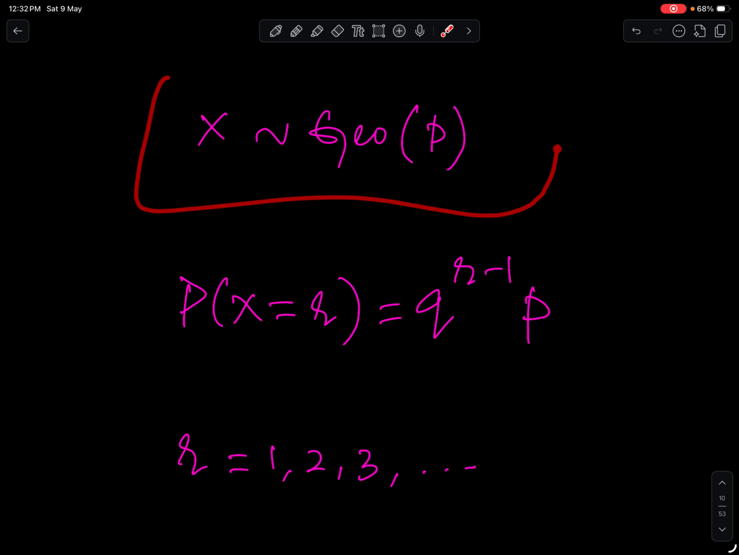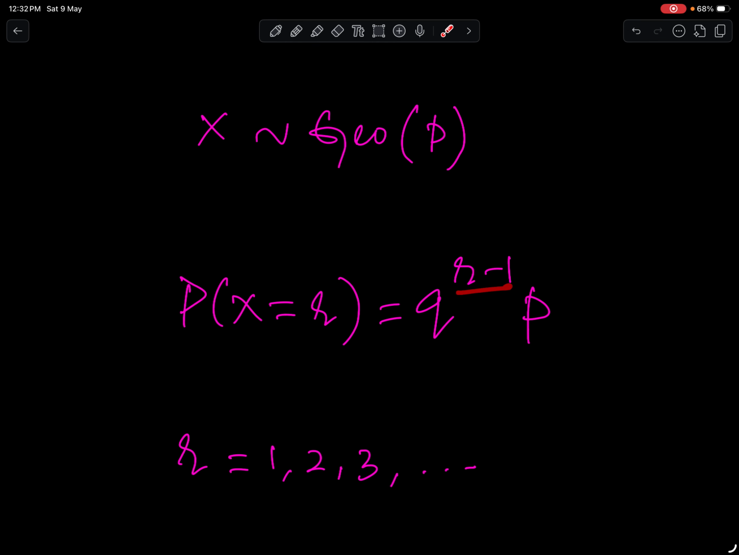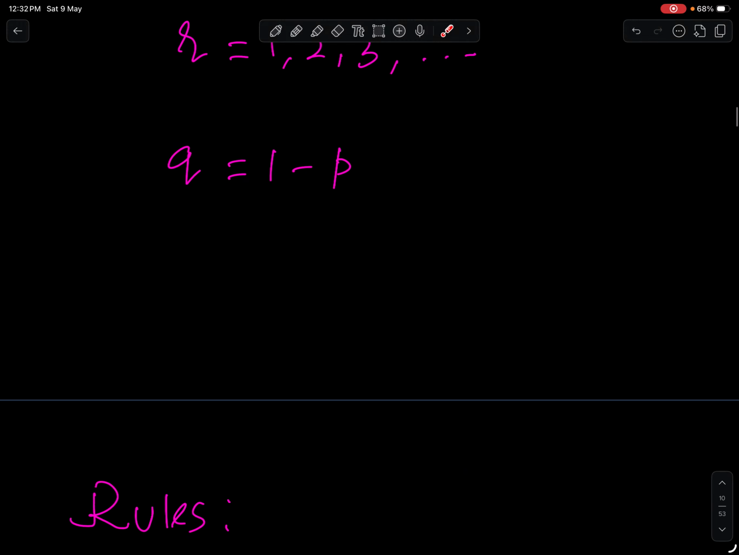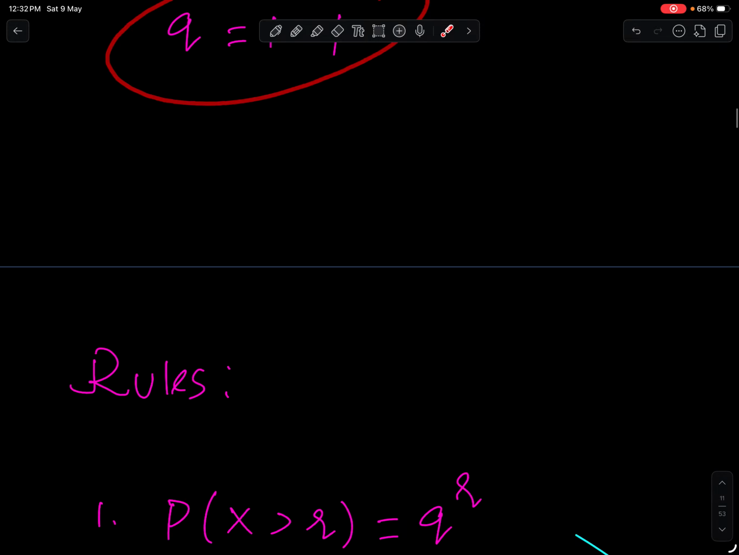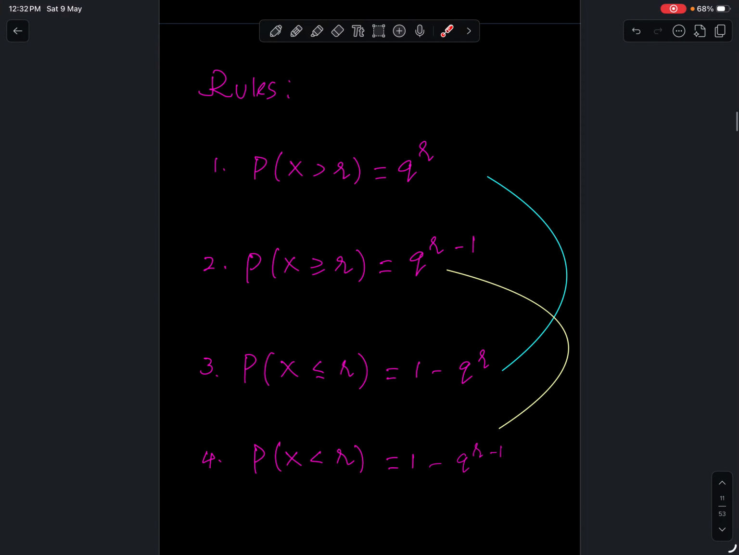This is the way to write geometric distribution. X is geometric with parameter p, the probability of success. And this is the formula of geometric distribution: q^(r-1) times p, where X is r and r can take the values 1 to infinity. We repeat the process until we get our requirement in geometric distribution. Q is 1 minus p. Here are rules to make calculations simple and fast. Without using these rules, you won't be able to solve questions of geometric distribution in less time.